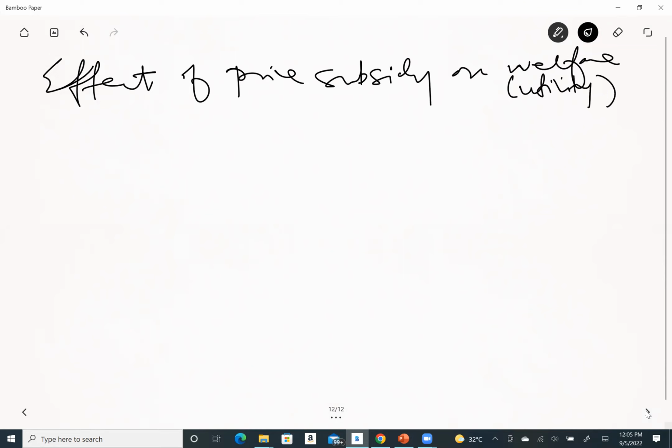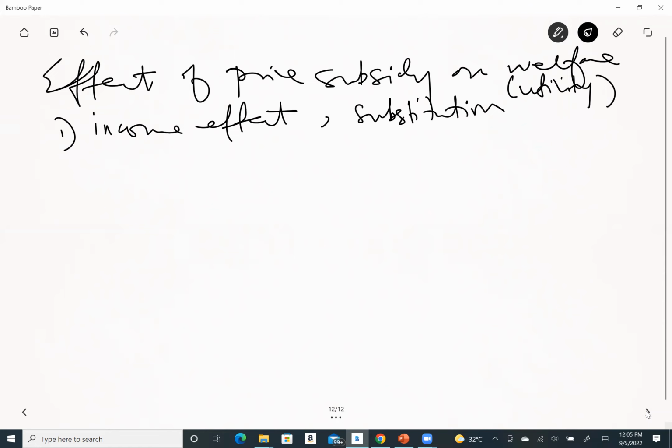Okay, now in order to do that, we look at number one. I just want to review, because we want to look at two effects. One is the income effect. The other is the substitution effect. So in order to do that, you have to look at the budget line. Now, what is a budget line? If you recall, budget line is your income line.